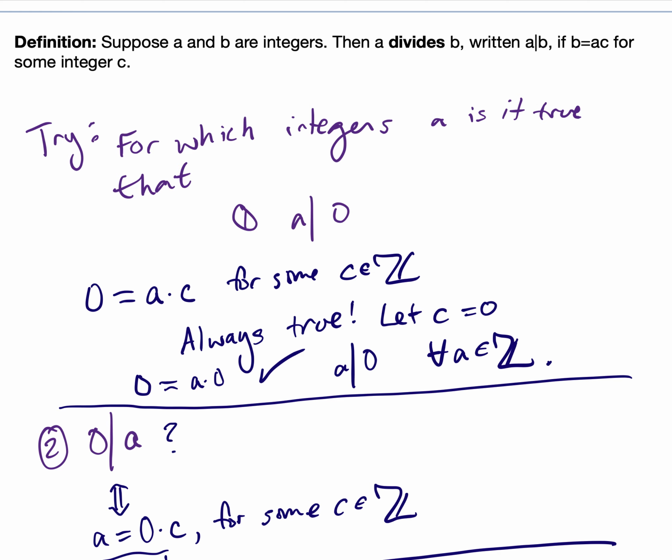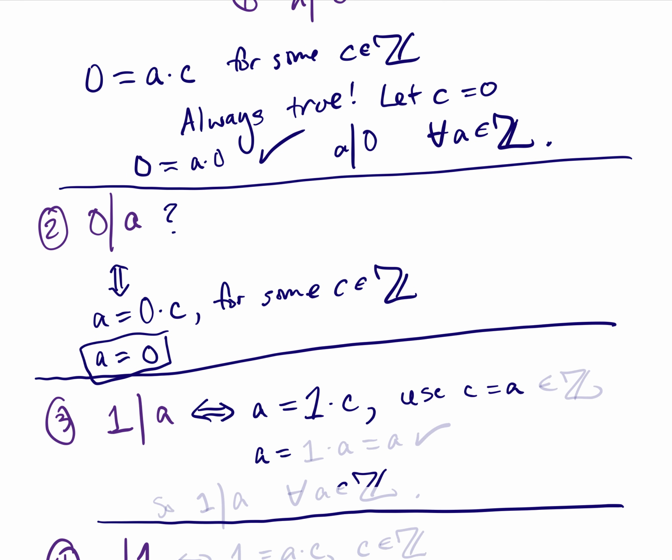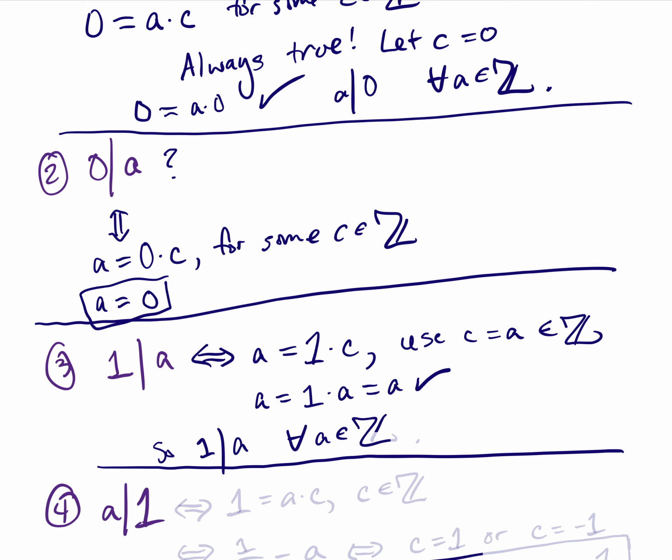For part 3, 1 divides a if and only if a is equal to 1 times some integer c. But note that we could use c being equal to a, and in that case, a is equal to 1 times a, which is a, is always true, and a is an integer by hypothesis, so 1 divides a for any a in the integers.